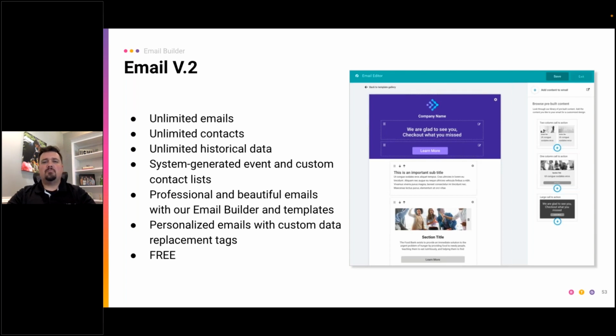We do have some system generated event and custom contact lists. So if you have a 5K and a 1K, the system's going to automatically generate a list just for those two.